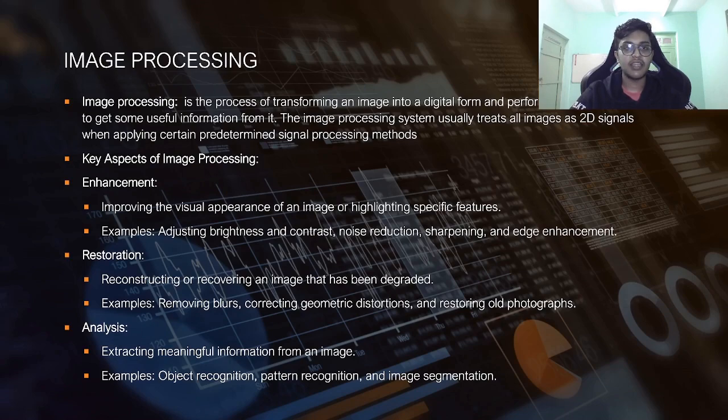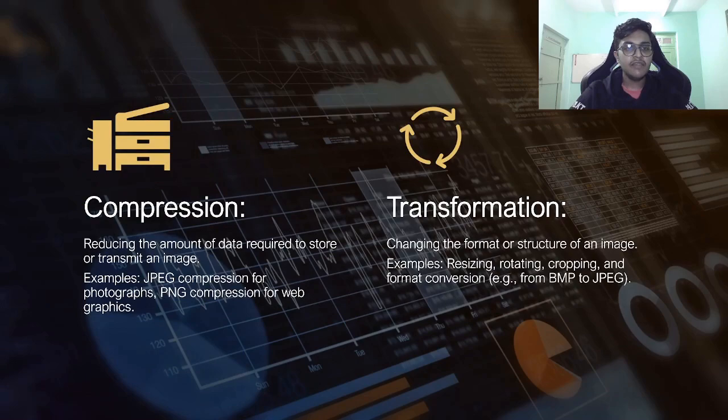Moving on to the next slide. We have compression and transformation. Compression, reducing the amount of data required to store or transmit an image. Examples are JPEG compression for photographs, PNG compression for web graphics. Lastly, we have transformation, that is changing the format or structure of an image. Examples are resizing, rotating, cropping and format conversion, for example from BMP to JPEG. Moving on to the next slide.